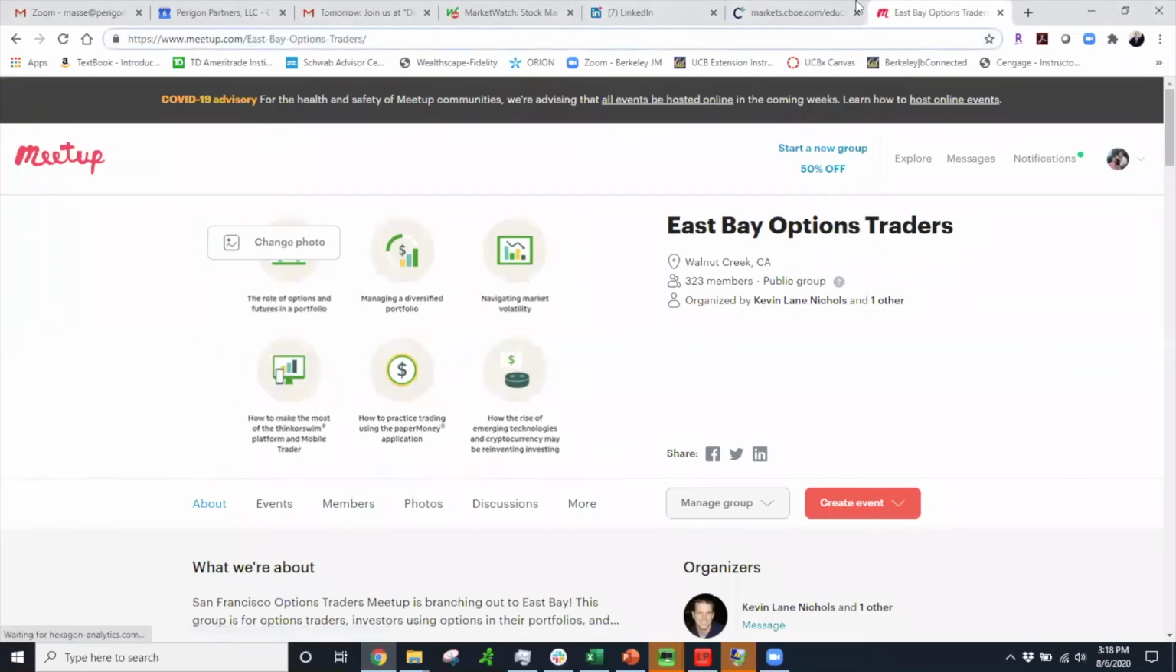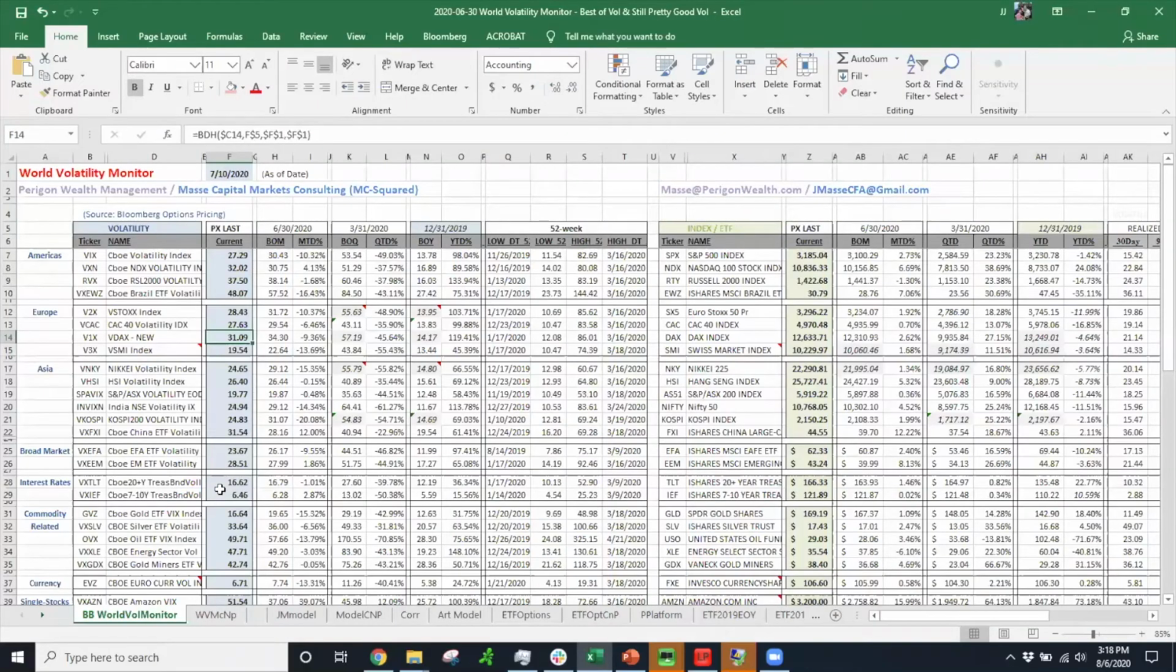I posted it here, but we looked at this volatility monitor. The purpose of the options meetup is, one, to increase the education knowledge, two, to help Jonathan Masse build the brand to be known as the options wealth manager, and three, hopefully learn a bit of something.